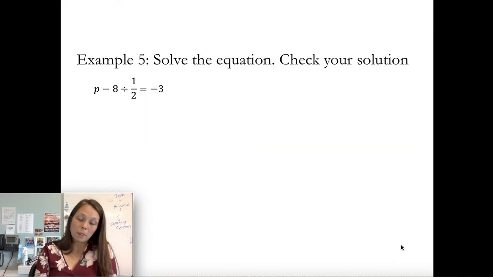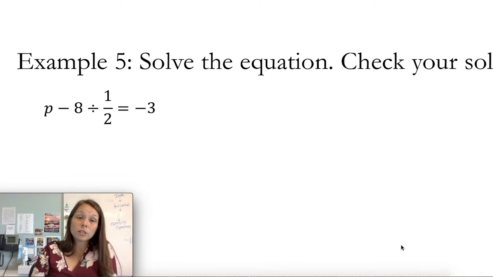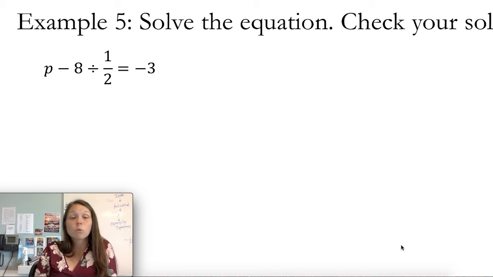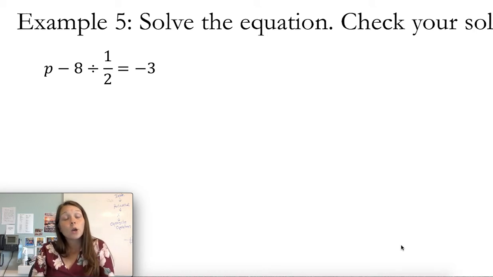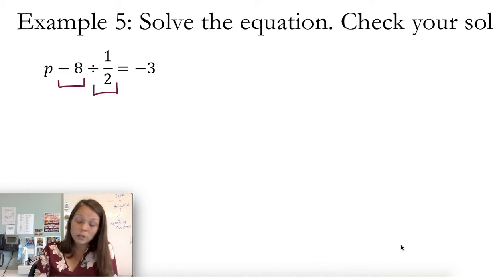Example 5. Using some of our skills from the last problem, we are going to solve the equation in example 5. Remember, when you're going through these, you should always apply your order of operations first, then begin on your solving the equation skills. So we have a negative 8 divided by 1/2. Well, negative 8 divided by 1/2 together gives me negative 16.